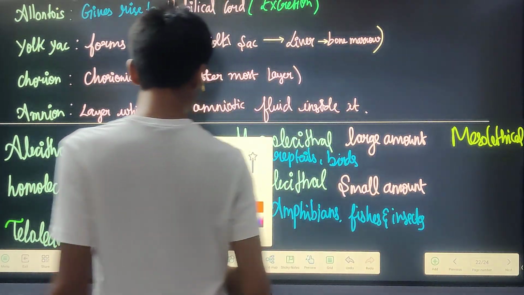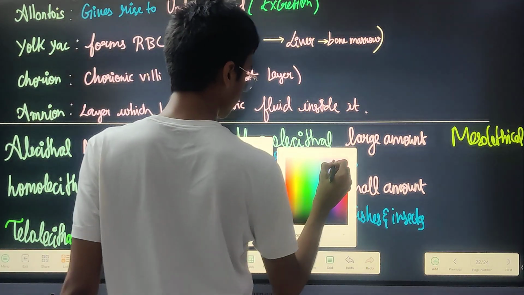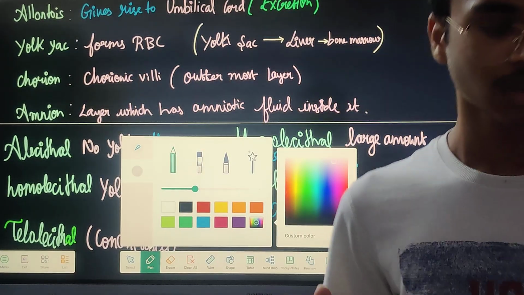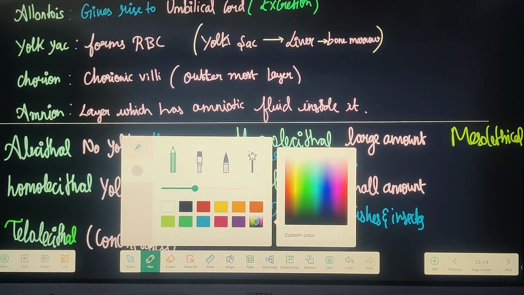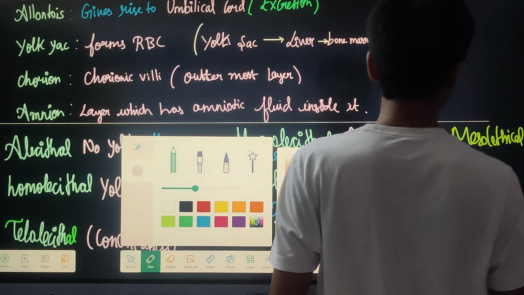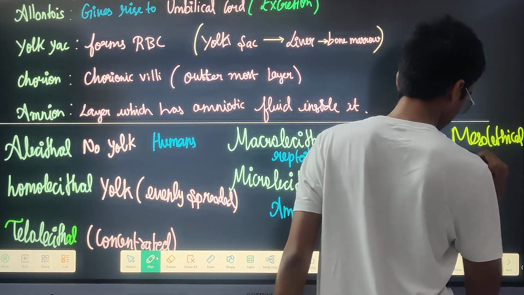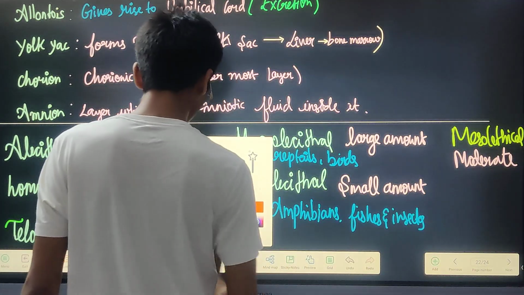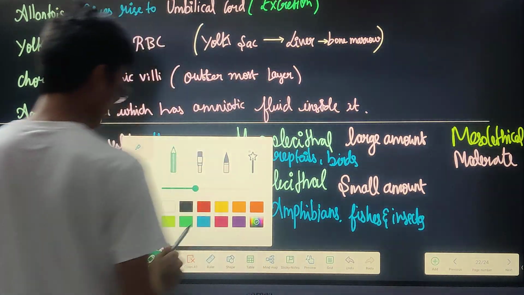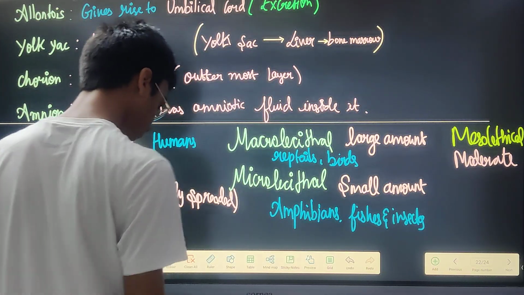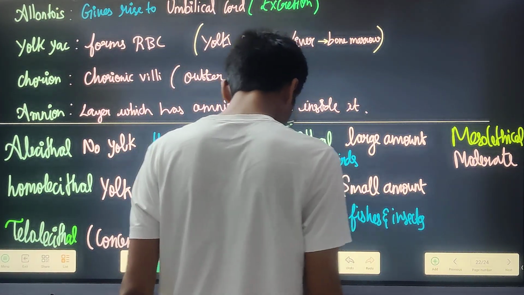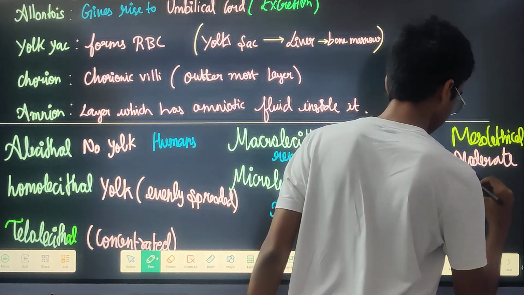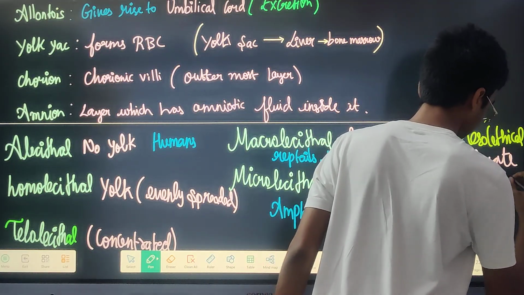Which is a moderate amount. So mesolecithal, in the sense, will be moderate. Okay, so for this one we can give amphibians as the example.